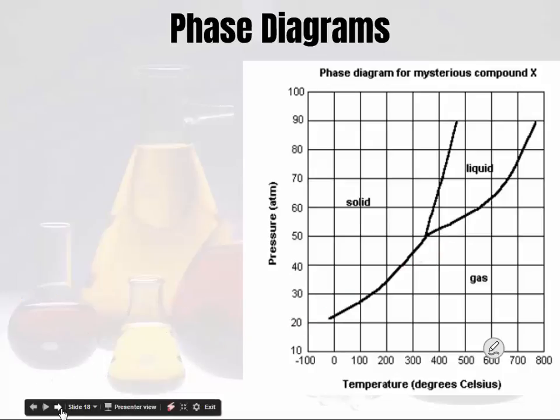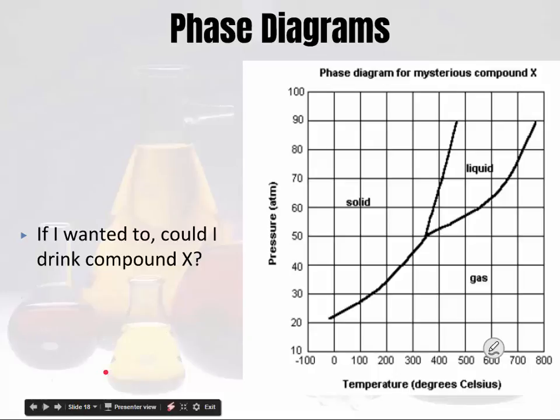And the last question, if I wanted to, could I drink compound X? So if I were to drink it, it would need to be in a liquid phase, so somewhere here. Remember, water boils at 100, way down here. So when it's in its liquid phase, it's somewhere between 300 to 750 degrees Celsius. So there'd be no way you would want to drink this liquid. It would be way too hot. So the answer to that question would be no.